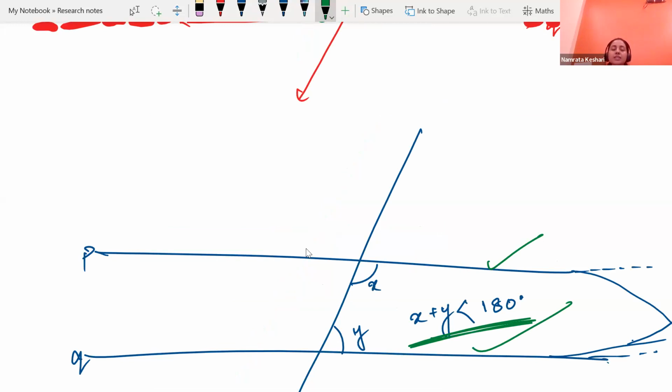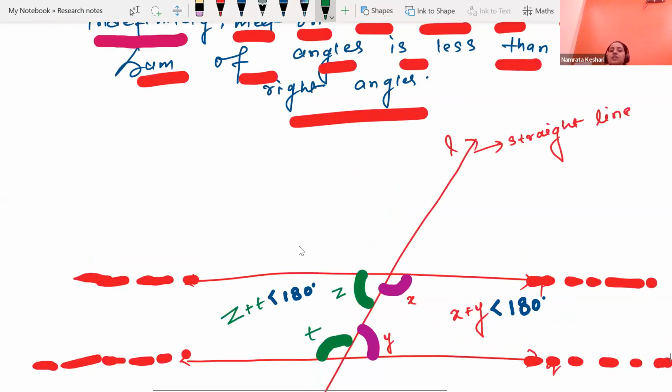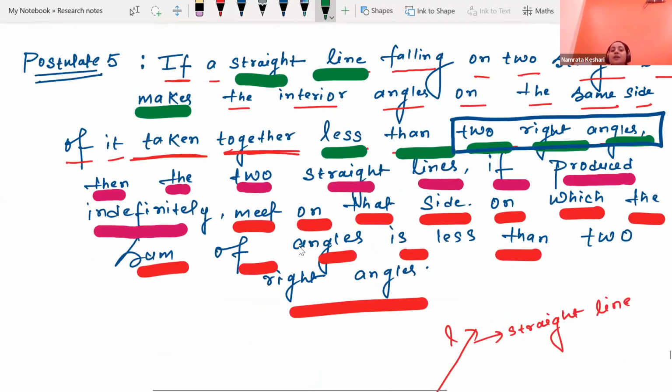Now what about the last statement? Why is it so confusing? It's not confusing. Read it carefully, all the red underlined part, this one from "if produce indefinitely, meet on that side." It will meet on that side only where you have got the sum of interior angle less than 180.